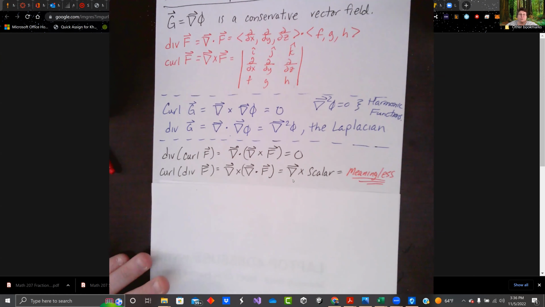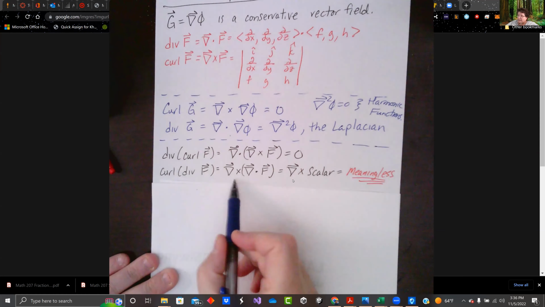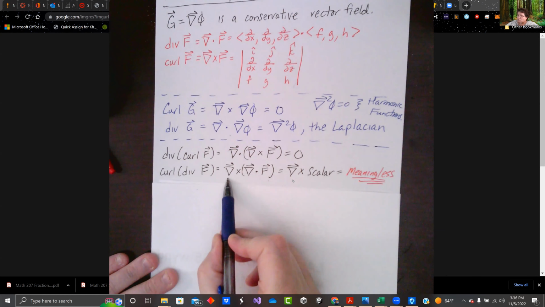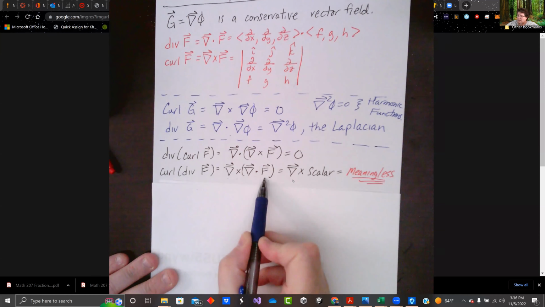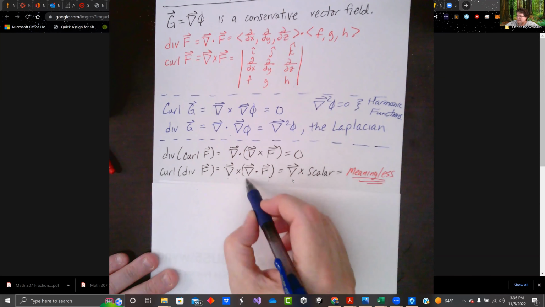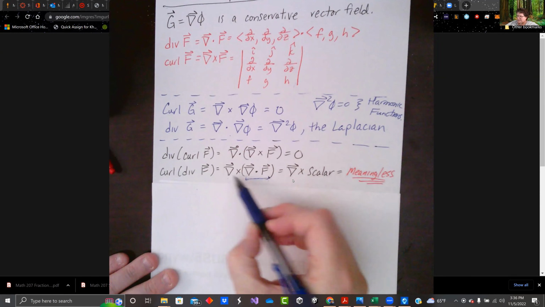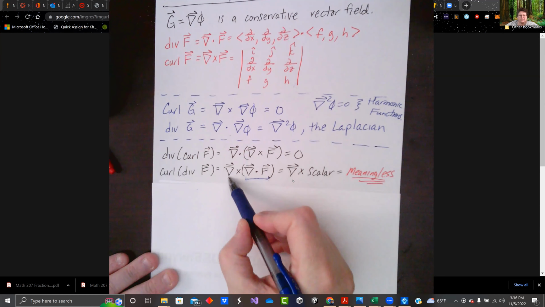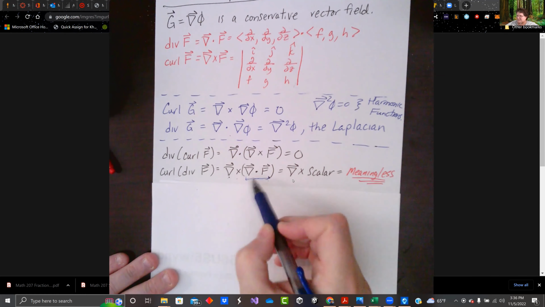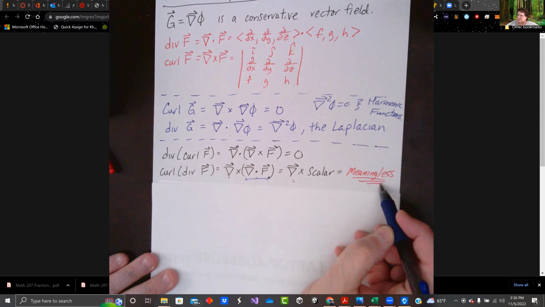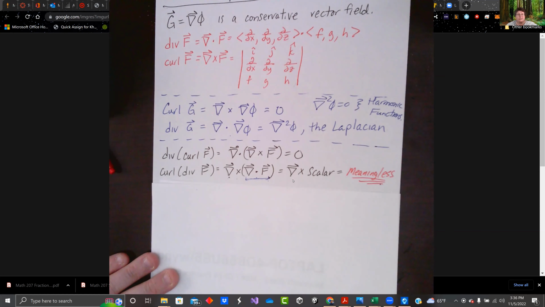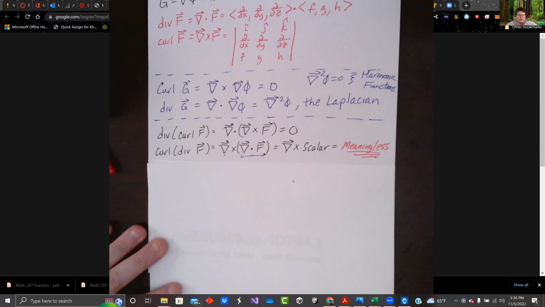If you try to do the other way, the curl of the divergence, this is what it looks like. I've got del crossed with the dot product, but recall the dot product makes a scalar. It's no longer a vector. So this doesn't make sense, to cross product the del operator with something that isn't a vector. So curl div F is meaningless. Then let's look at the situation where we do div div and curl curl.